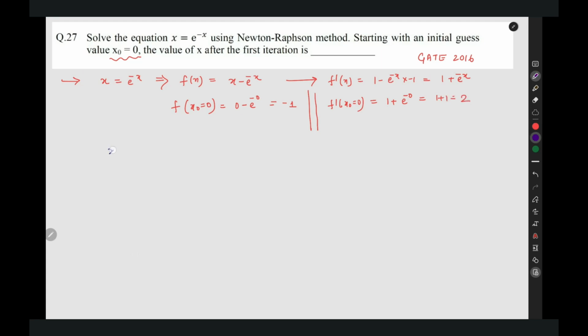Now we will use the formula x1 equals x naught minus f of x naught divided by f dash of x naught. On putting the values, x naught as 0 minus f of x naught as minus 1 divided by f dash of x naught as 2. So the value is 1 by 2, which is 0.5. So 0.5 is the correct answer for this question. Now moving to the next question.